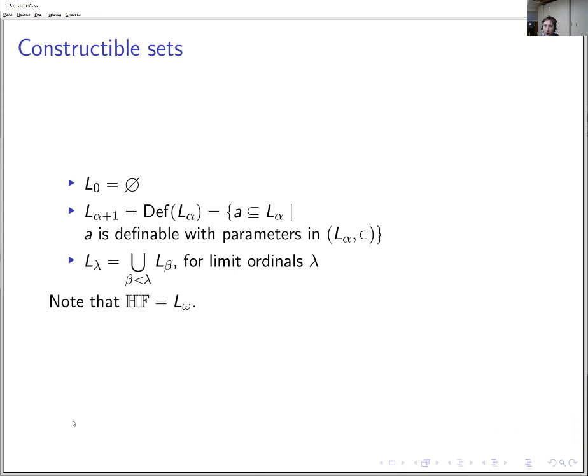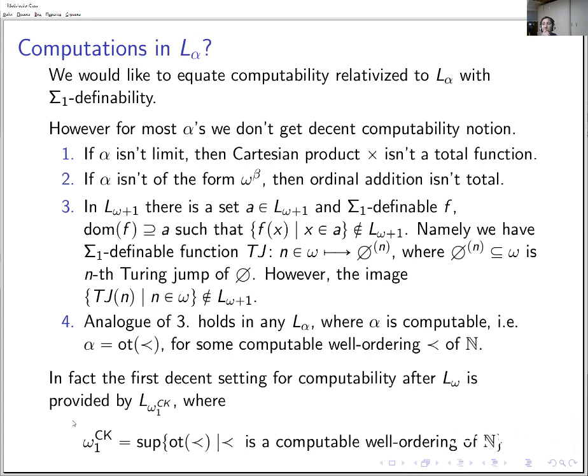So basically, L alpha plus 1 is the set of all subsets of L alpha that are first order definable in L alpha. And in limit stages, we take unions. And of course, HF is just L omega. Now, in a certain sense, it's natural to consider this restricted.